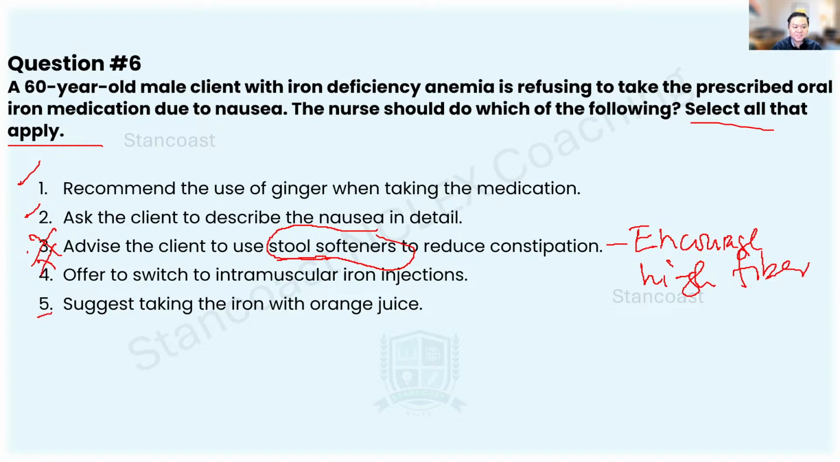What about number 5? Suggest taking the iron with orange juice. Yes, the orange juice will help in the absorption of the iron orally, and this will be one of those effective nursing actions. We need to encourage that one. Okay, it can lessen the nausea when taken together. So this is going to be our 3rd answer. So we have selection number 1, number 2, and number 5.